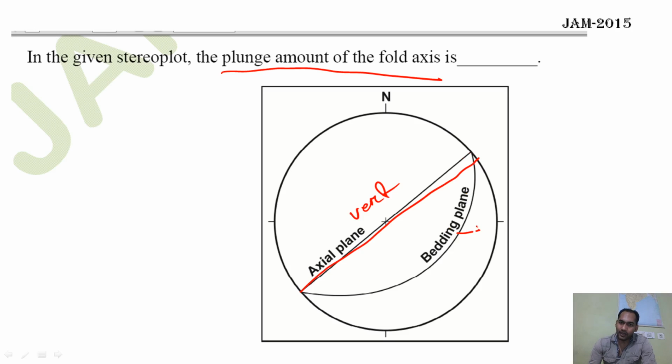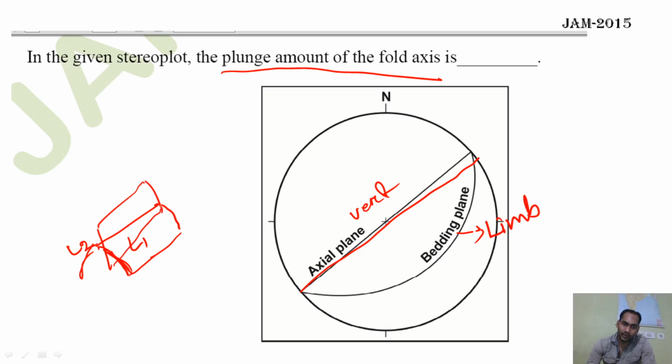This bedding plane is a limb of the fold, right? So if this is the axis, this is a limb. This limb is plotted here. There will be another limb like this. So this is limb 1, let's say, and this is limb 2. The axial plane is here.